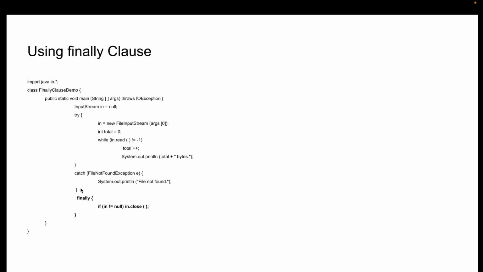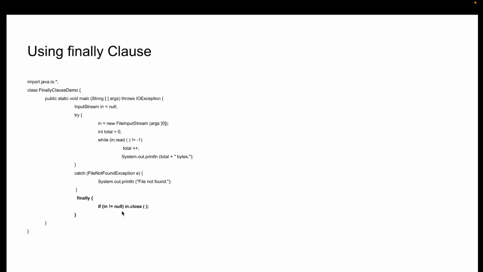Suppose we are trying to read through a file and that file itself is not found. So we get some kind of exception, and that exception is called FileNotFoundException. So if this file was not found, we would get some error, and we would be able to catch that exception as FileNotFoundException in this catch block. But this finally block will still be executed. This finally block will still be executed.